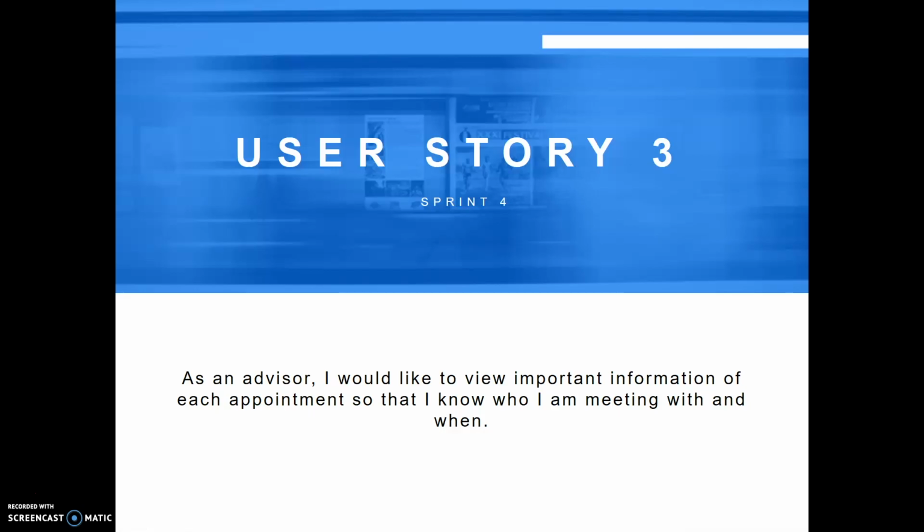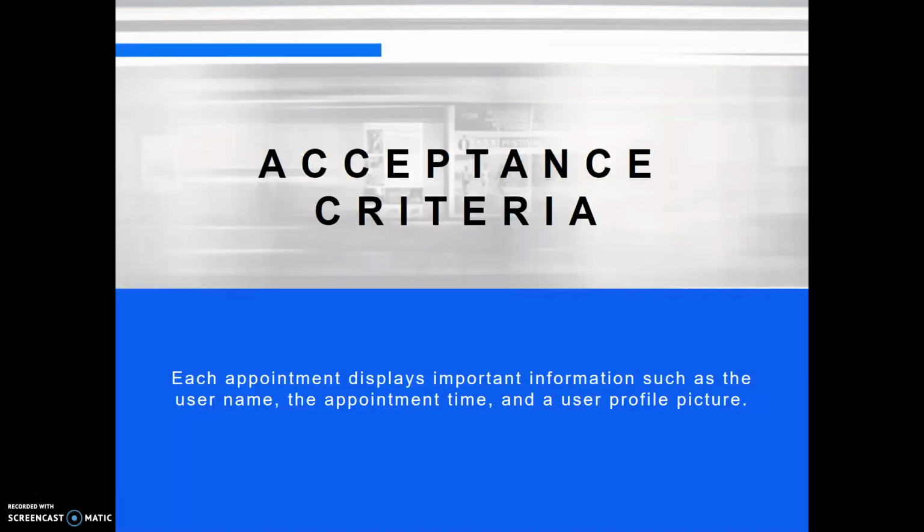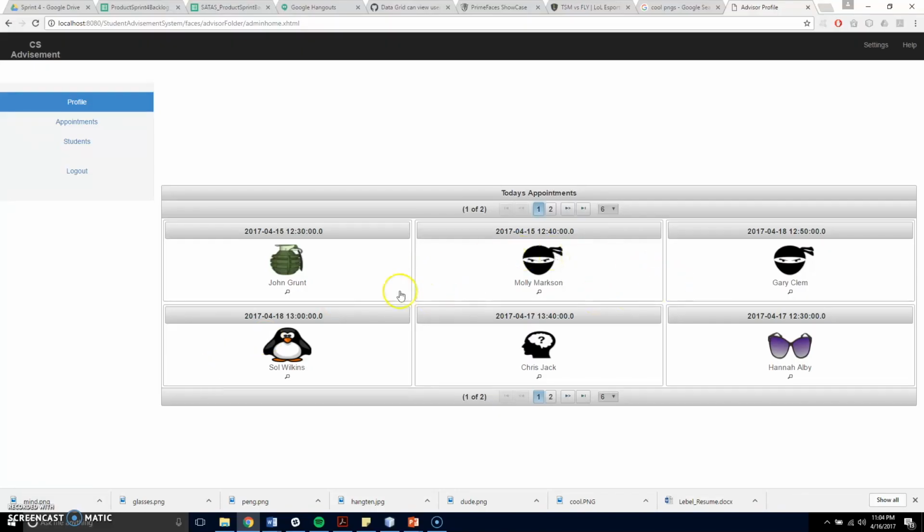For my third and final user story, as an advisor, I would like to view important information of each appointment so that I know who I am meeting with and when. Acceptance criteria: each appointment displays important information such as username, the appointment time, and a user profile picture. So each appointment has the time with the date, it has the profile picture, and the username here. Thank you very much. That's it for me.